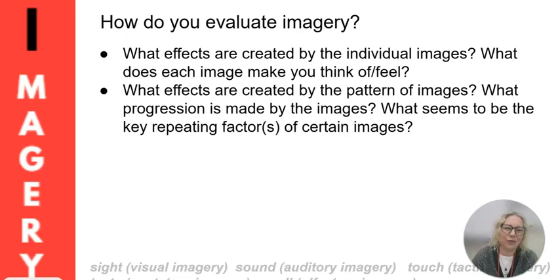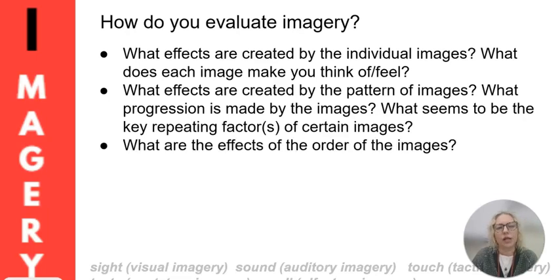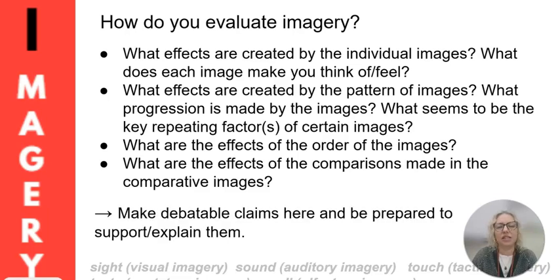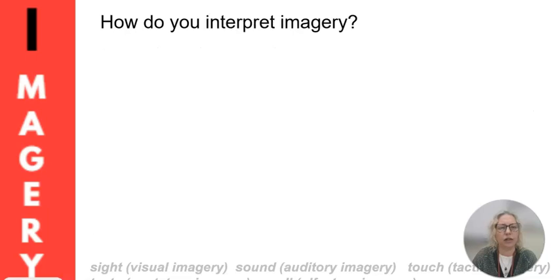What seems to be the key repeating factor of certain images? What are the effects of the order of the images? And what are the effects of the comparisons made in the comparative images? So those are great questions to ask about evaluation. And at this point, you can make debatable claims. Of course, whenever you make a debatable claim, you have to support that claim with the text. So it's not just yes, right? And so make debatable claims about the effects, being prepared to support and explain them.